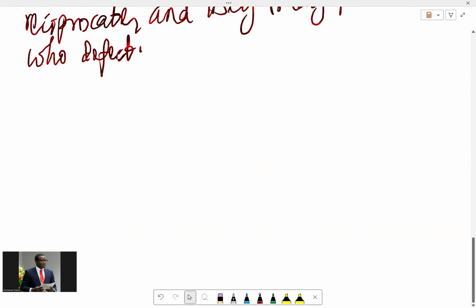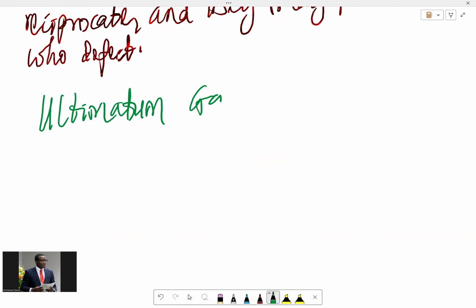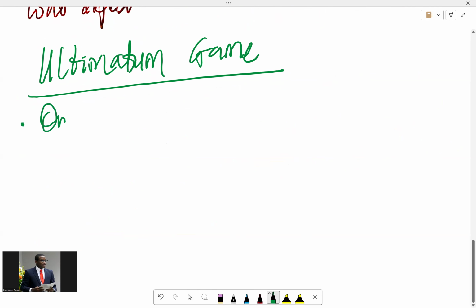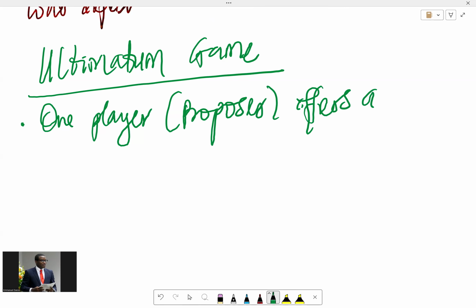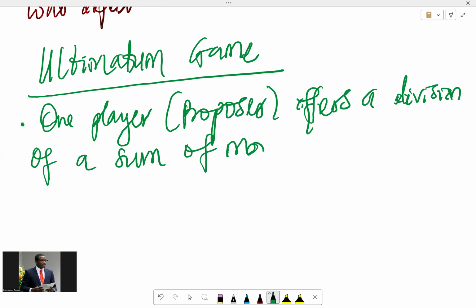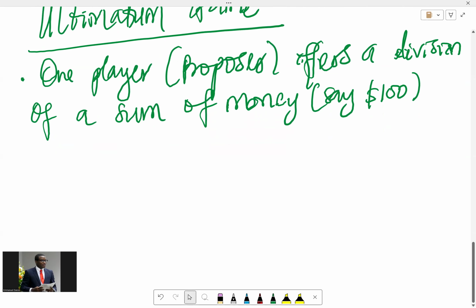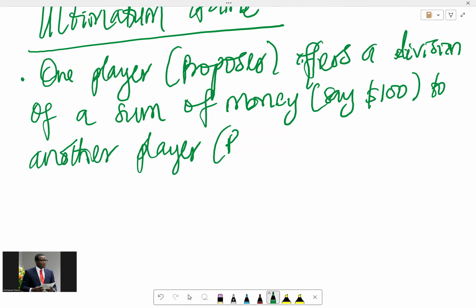Okay, so let's talk about an example. Let's look at the ultimatum game to drive home this point of bounded rationality, fairness, and reciprocity. Here, one player, called the proposer, offers a division of a sum of money, say $100. In fact, we've done something close to this under extensive form games, where we talk about game trees. So the proposer offers a division of a sum of money, say $100, to another player who we can call the responder.